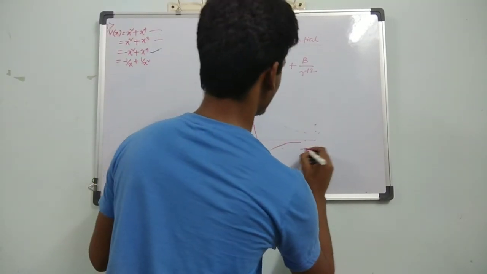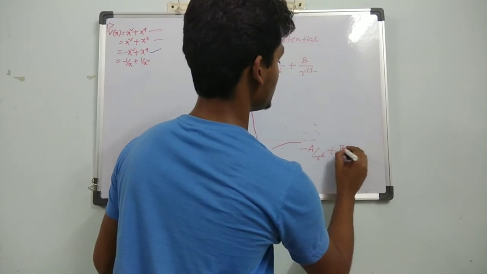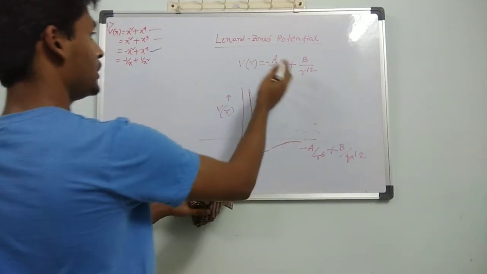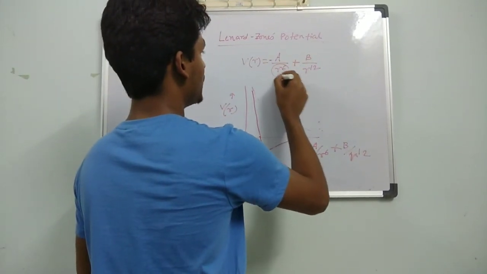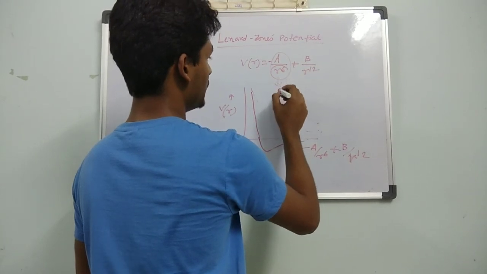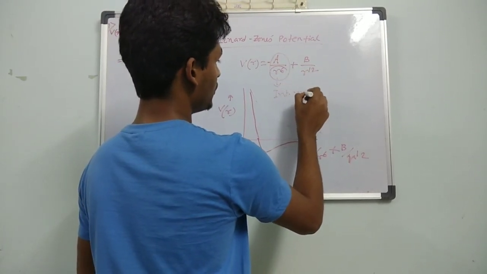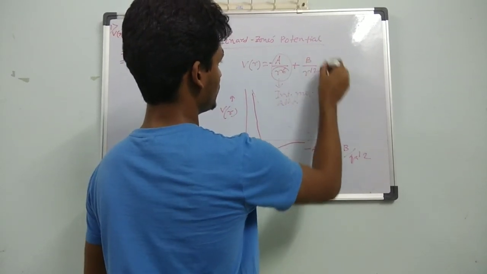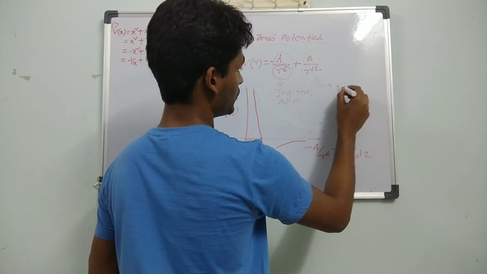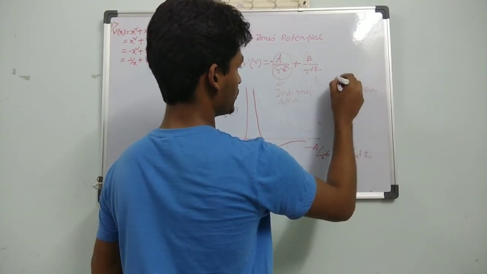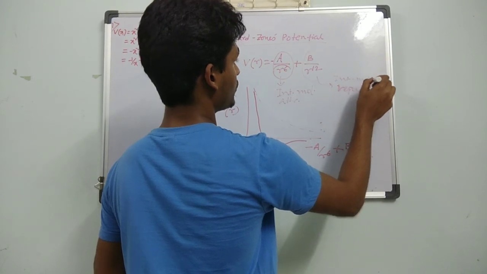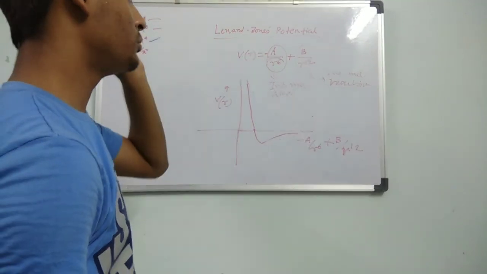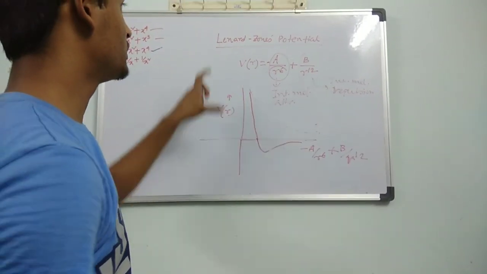That is this function, 1 by r to the power 6 plus b by r to the power 12, the Lennard-Jones potential. Basically, the Lennard-Jones potential is like this, this total term actually denotes intermolecular attraction, and this is intermolecular repulsion. So at which distance which force will dominate, that is basically determined by this potential function.